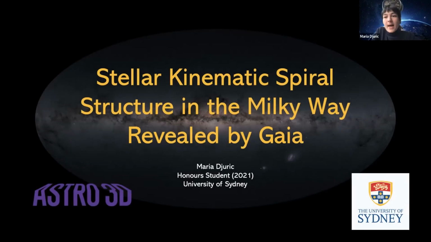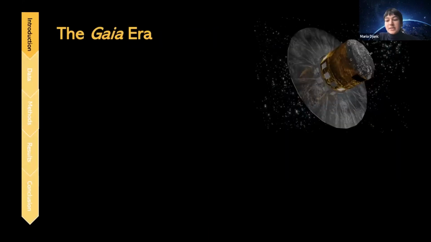Today, I'll be talking about stellar kinematic spiral structure in the Milky Way. This work is based on my honours project I did last year at the University of Sydney, supervised by Joss Bland-Hawthorne. So since the early 1800s, there have been observations of spiral galaxies.